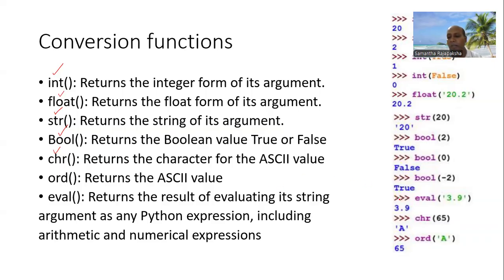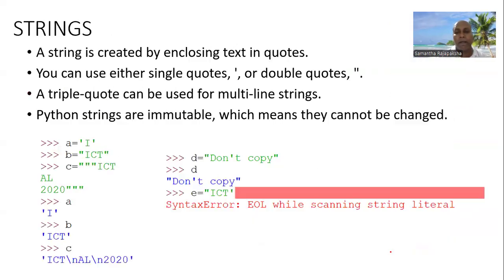As in this example, when you give 65, you will get the answer A. 65 means A. ord is used to get the ASCII value for a character. For the character A, the ASCII value is 65. These are some of the built-in functions available in Python. You need to use them when you are working with programs, so you need to have some understanding of these functions. You can see all of them are in lowercase letters.